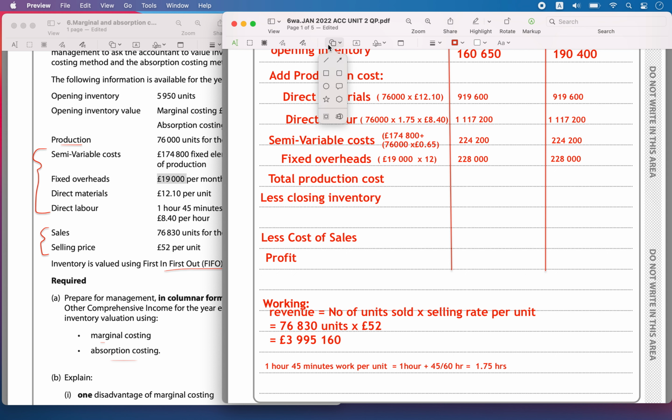So total production cost we will add up and you should be able to get. So the total production cost is going to be equal to 919,600 plus 117,200 plus 224,200 plus 228,000, that is 2,489,000.